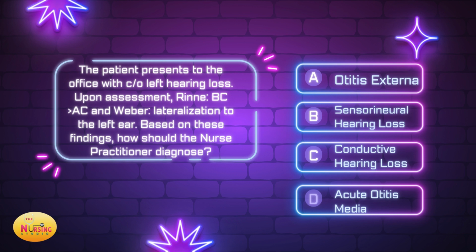Whereas with sensorineural, the sound will lateralize to the unaffected ear. So if it would have said that the sound lateralized to the right ear, and he's in this scenario complaining about the left ear, that would have been sensorineural. Then you'll proceed to see what's causing this conductive hearing loss. But in this event, the answer is C, conductive hearing loss. Go check out that video on Weber and Rinne if you need assistance with that.